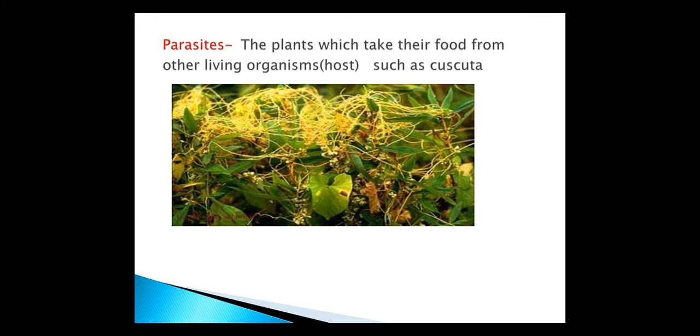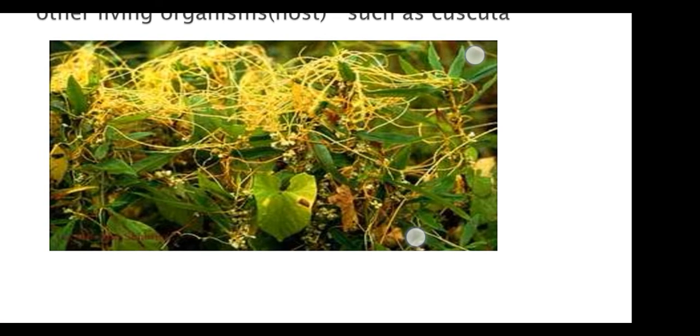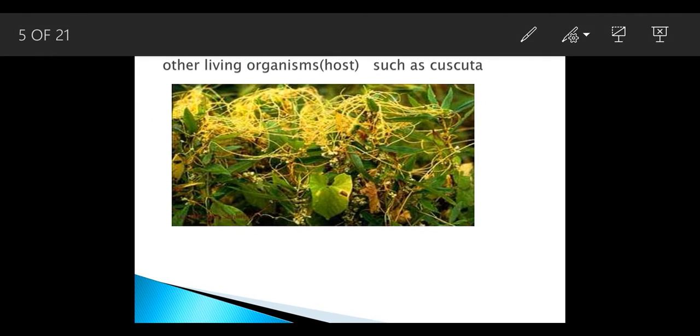Parasites are the plants which take their food from other living organisms. As you are seeing in the picture, this yellow colored plant is amarbel. In English we call it cuscuta or dodder. This is a parasite. They take their food from a living organism or living plant. The living plant is called the host, and the non-green plant is called the parasite.